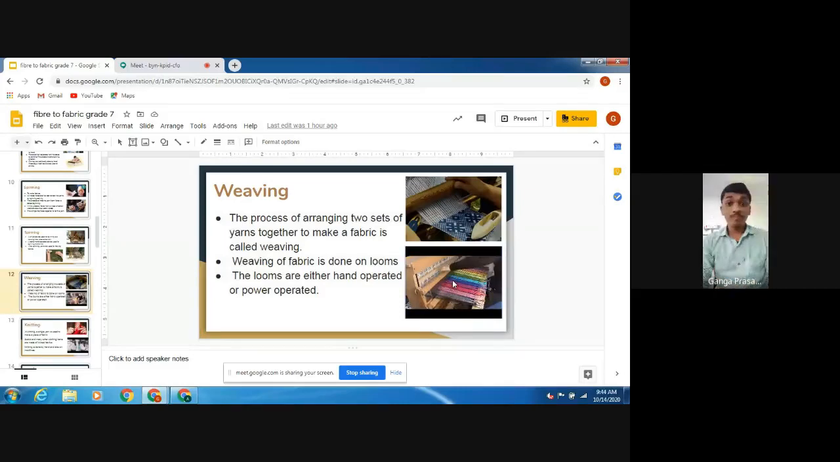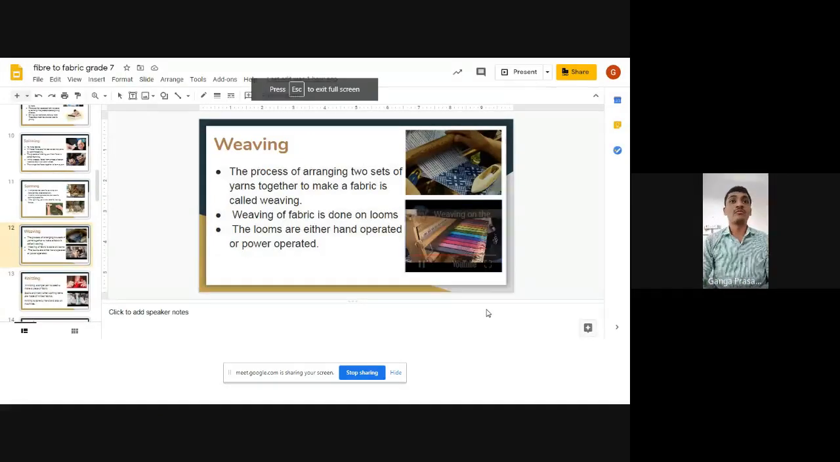So people used to make a device, that maggam, loom. Nowadays a number of machines, electronic loom machines, are also available. In earlier days, people wove with their hands on a loom.